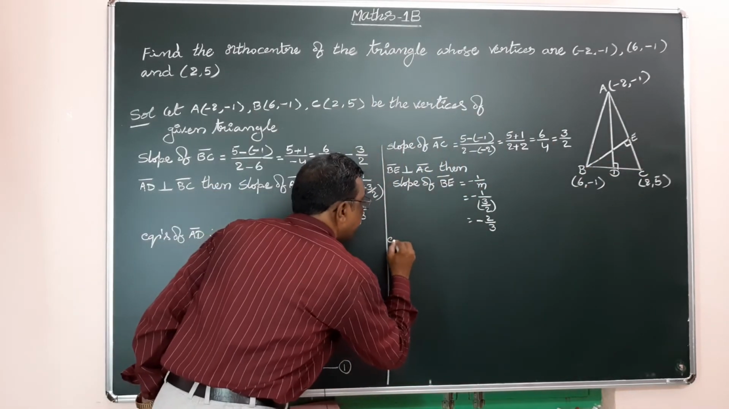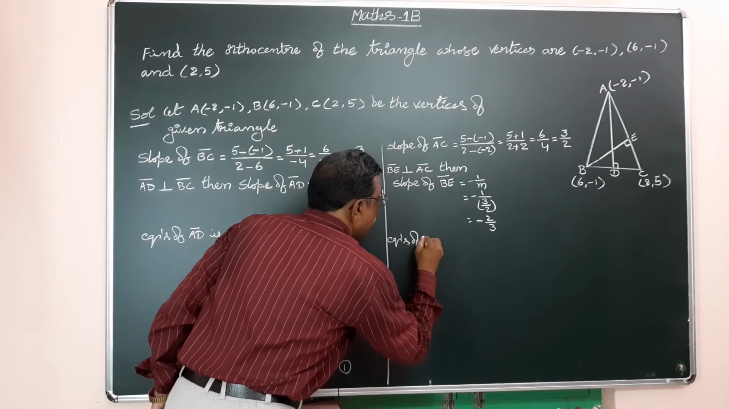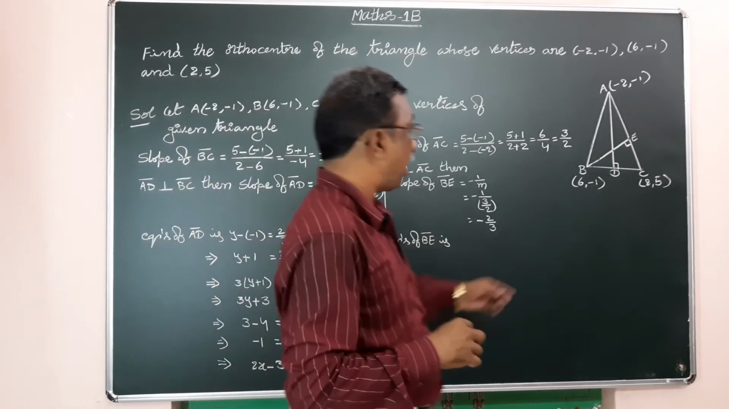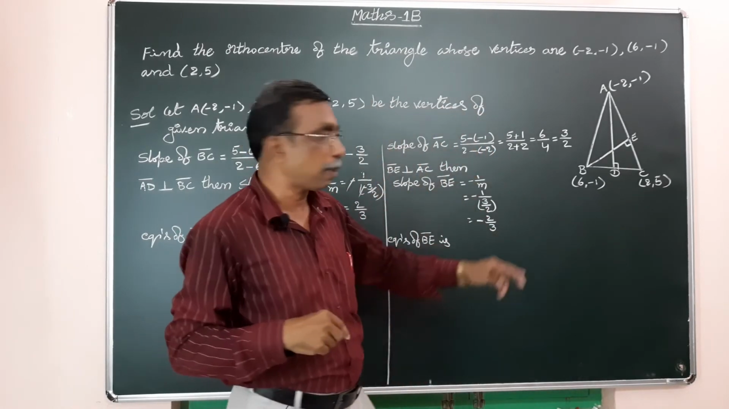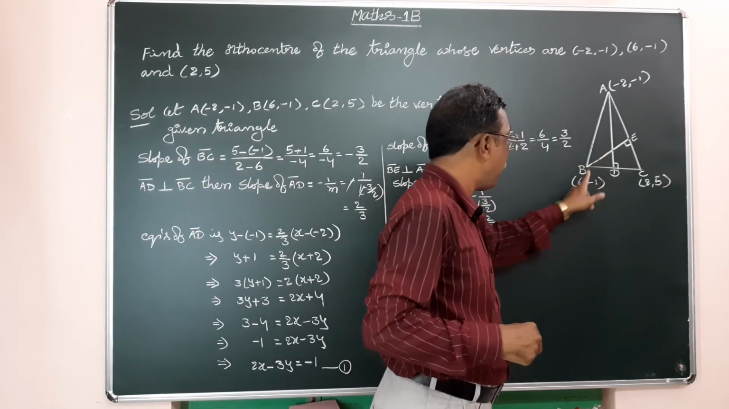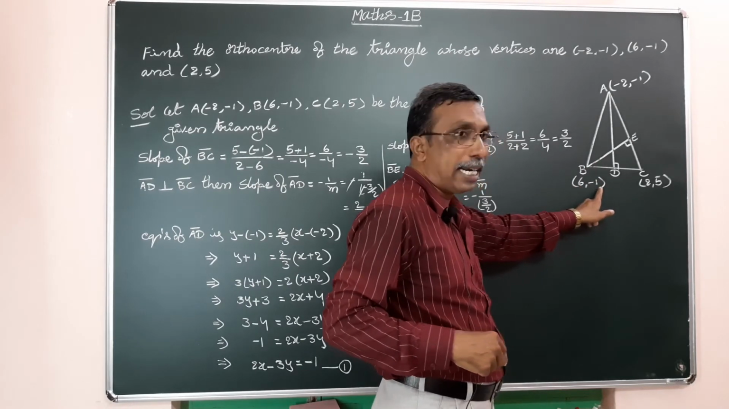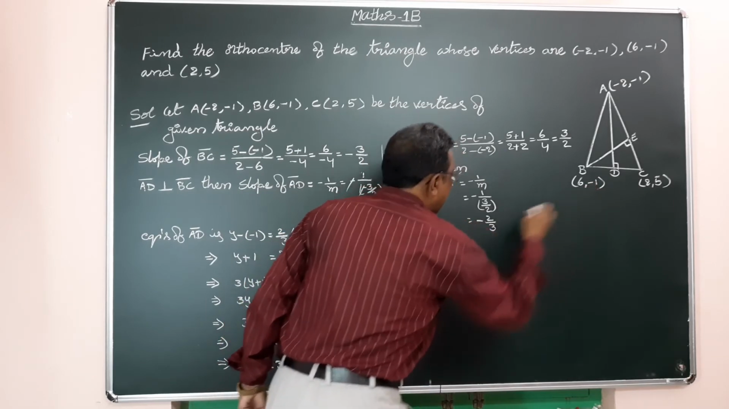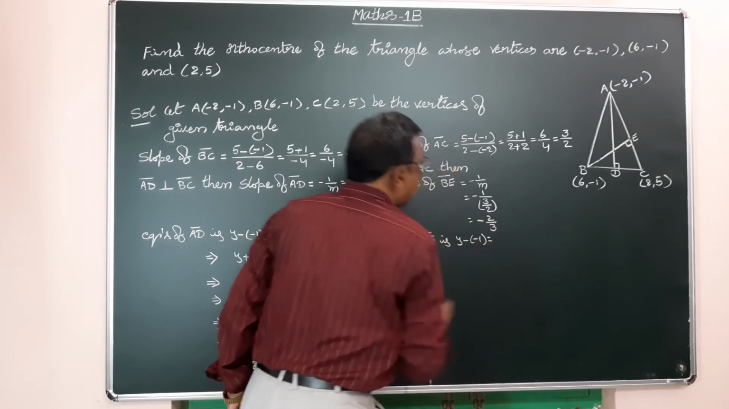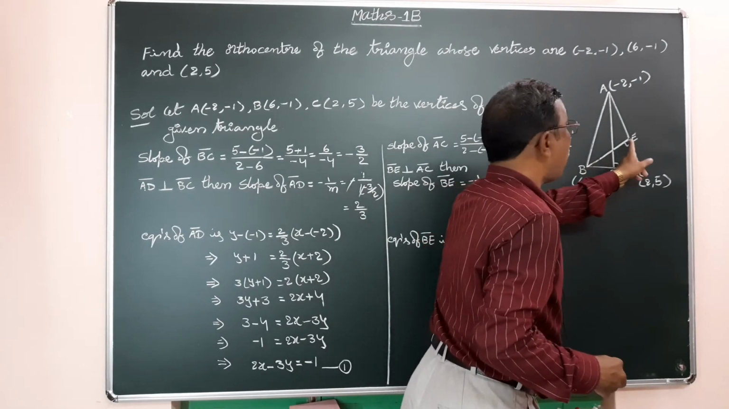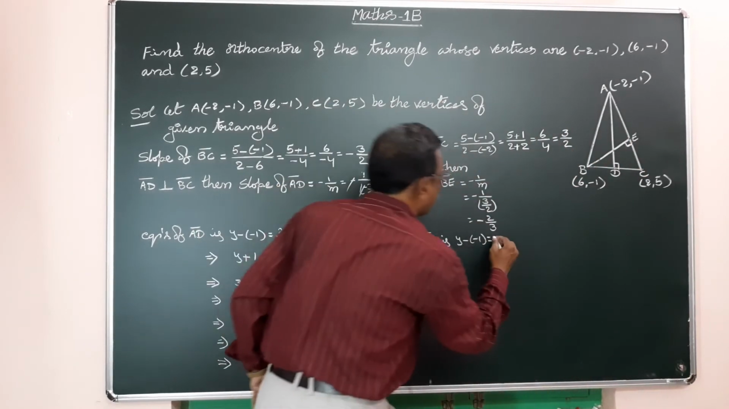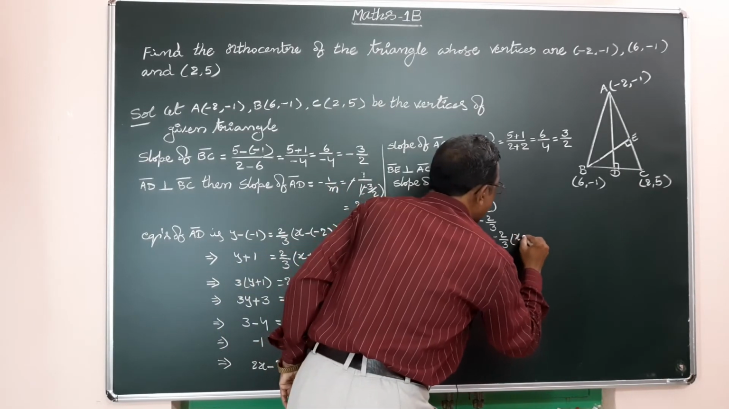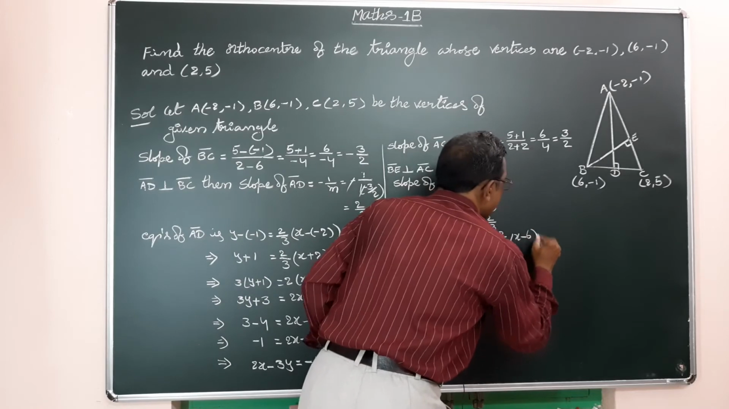Equation of BE bar is y minus y1 equal to m into x minus x1. Now BE bar means B, B is considered x1 y1. Y minus y1 is minus 1, equal to m, the slope of BE bar. What is the slope of BE bar? Minus 2 by 3. Minus 2 by 3 into x minus x1, 6.